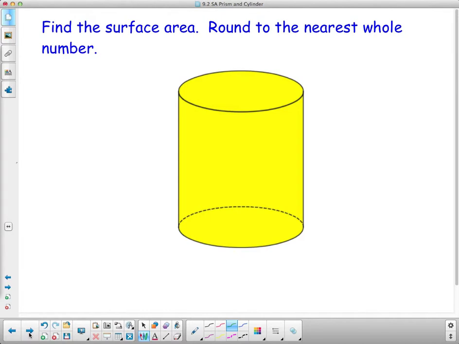Find the surface area. Okay, two things you need, I can go back to that, Jamie. Two things you need, the radius and the height. So up here, radius is 5, height is 12. It says to the nearest whole number, find the surface area. Don't shout it out, let others have a chance to think.